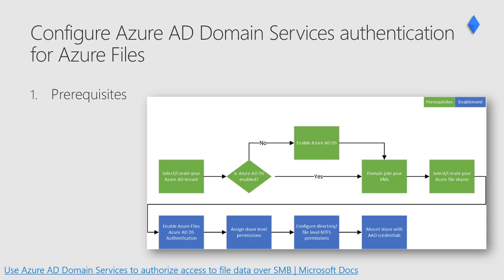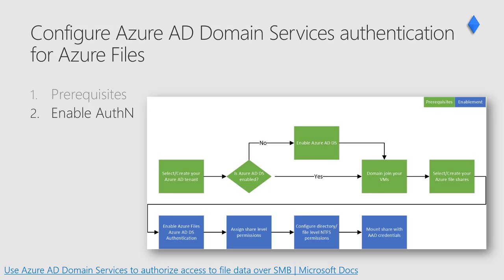4, select or create an Azure File Share. And 5, verify Azure Files connectivity by mounting Azure File Shares using your storage account key. You want to verify that your VM and file shares are properly configured by trying to mount that and using that account key.